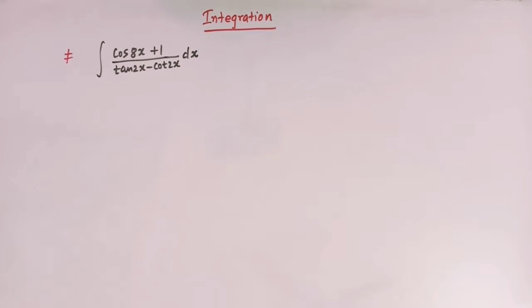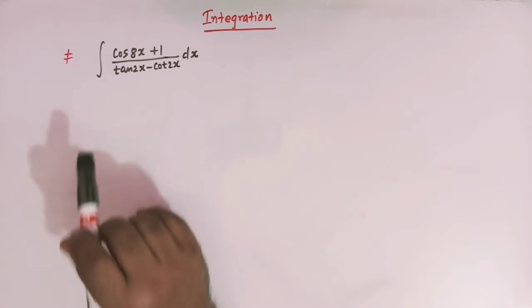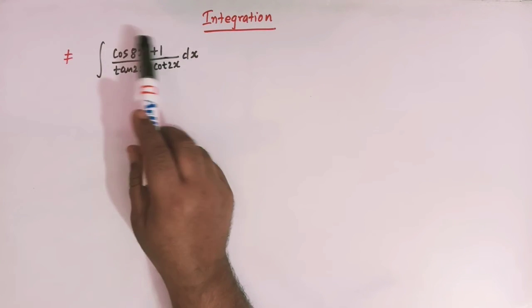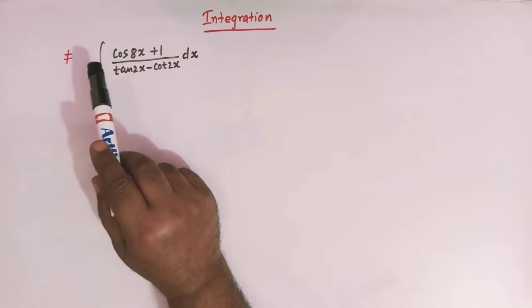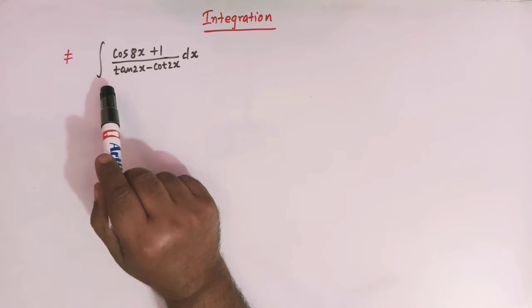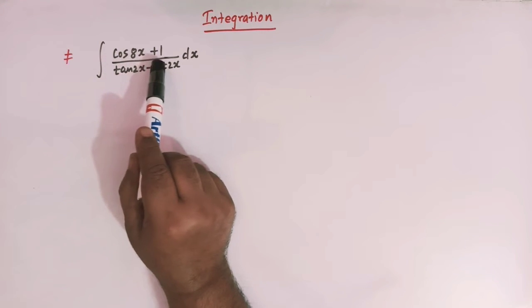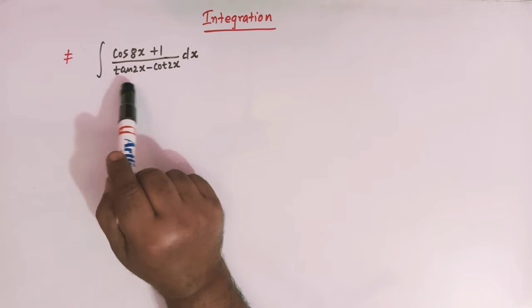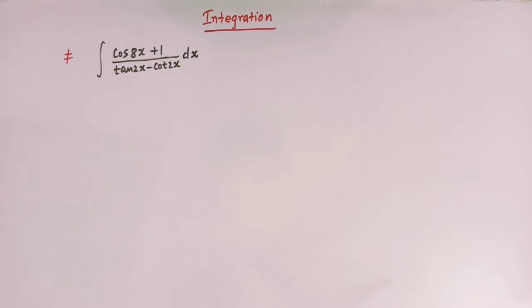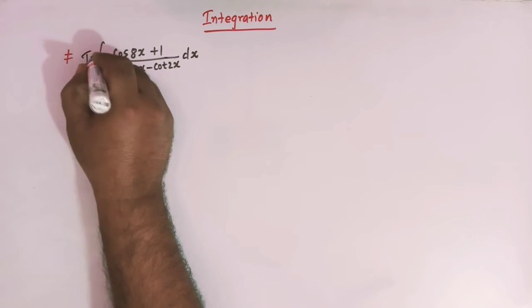Hello viewers, in today's class we are going to discuss two very important problems from integration. The first problem is given here, and we have to evaluate this indefinite integral in which we have to integrate (cos 8x + 1) divided by (tan 2x − cot 2x). So let us start, and let us first call this integral I.